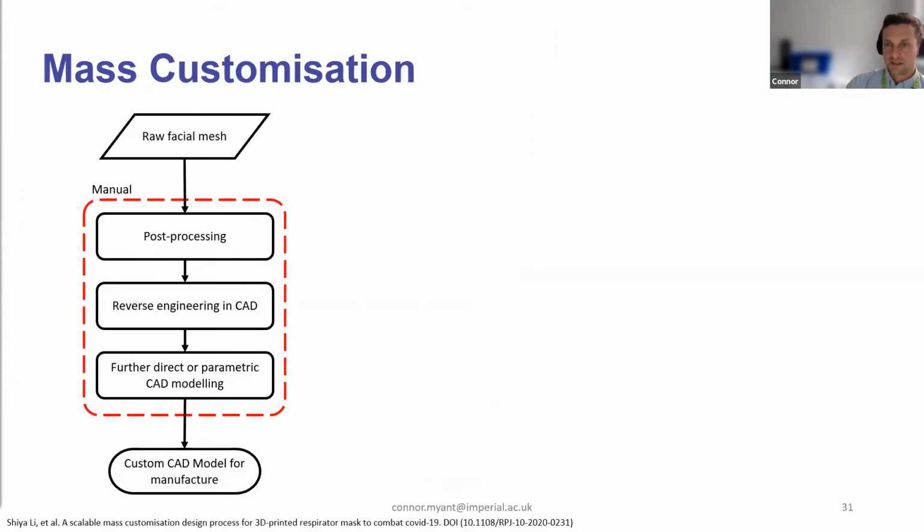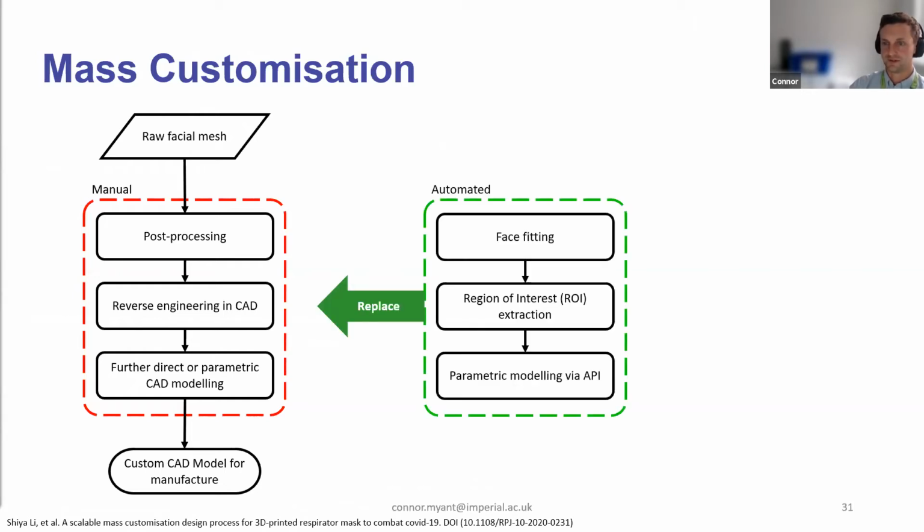So I touched on this sort of manual customization approach, and ultimately what we're trying to do is turn this customization approach into a mass customization approach, one that is scalable and applicable to be delivered to the masses. And essentially what we're doing is we're taking this manual section of the process and replacing it with an automated, fully automated pipeline.